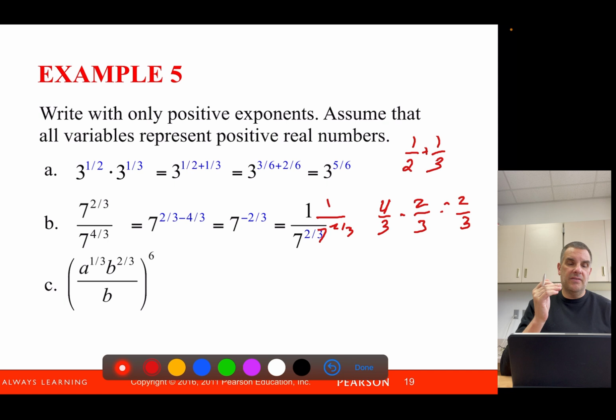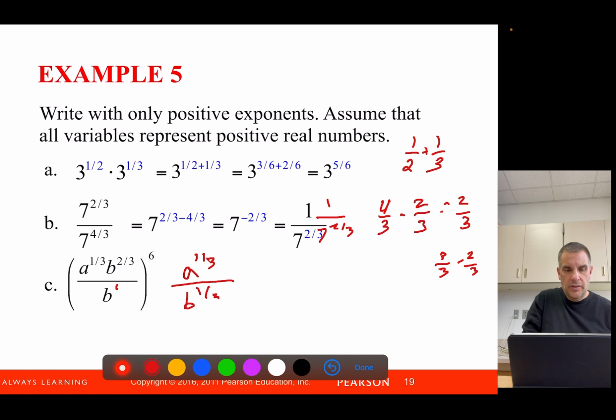So since I have B in the numerator and the denominator, I can go ahead like we just did in the last example and subtract them. Okay, so now I have to understand that there's a 1 understood to be there. So 1 is bigger than 2/3. So 1 is the same thing as 3/3. So 3/3 minus 2/3 is 1/3. So I could actually write this as A to the 1/3 over B to the 1/3.